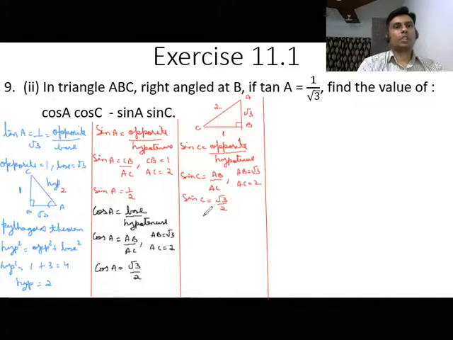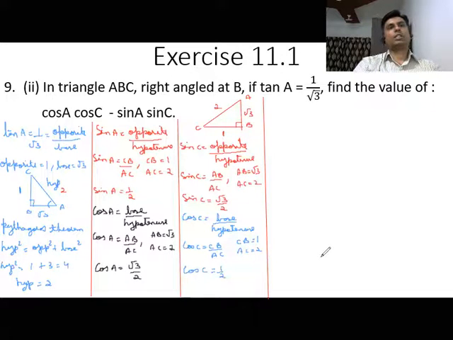Now I need cos C. Base by hypotenuse. This is cos. Base by hypotenuse. So cos C is equal to base CB by AC. What is CB value? CB value is 1. AC value is 2. So cos C is equal to half. So I got sin C and I got cos C.